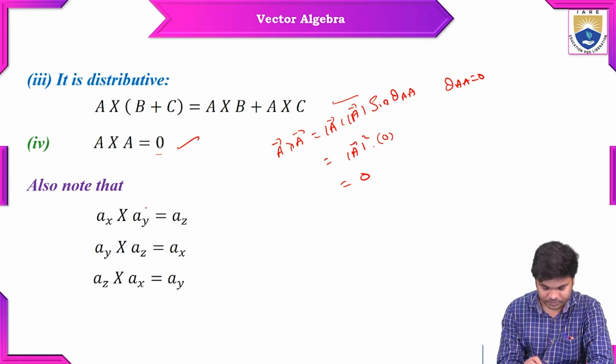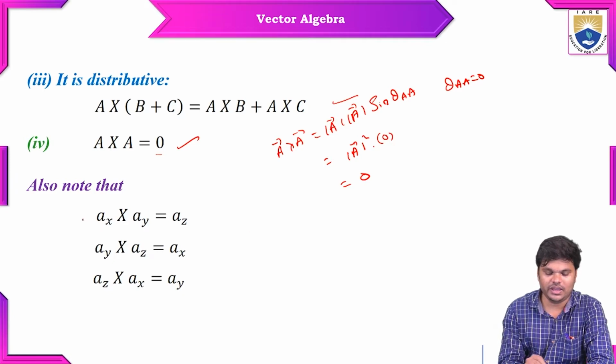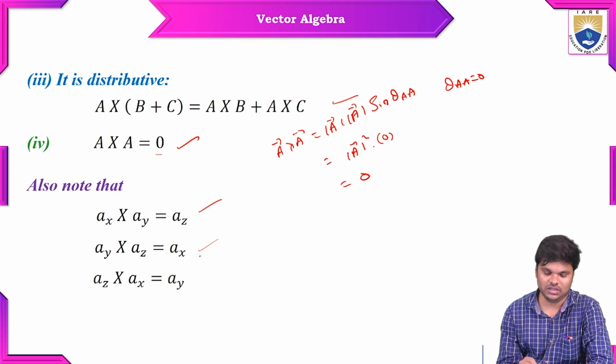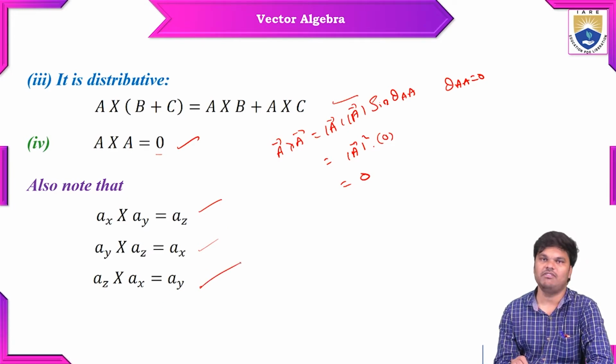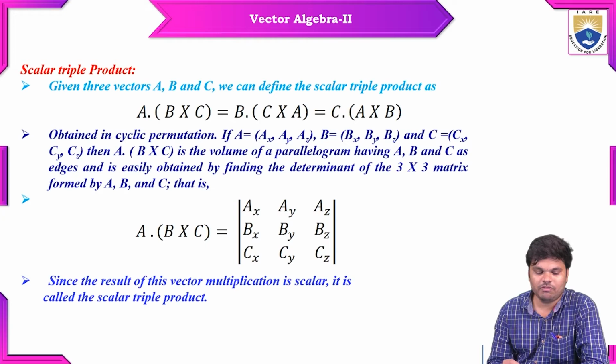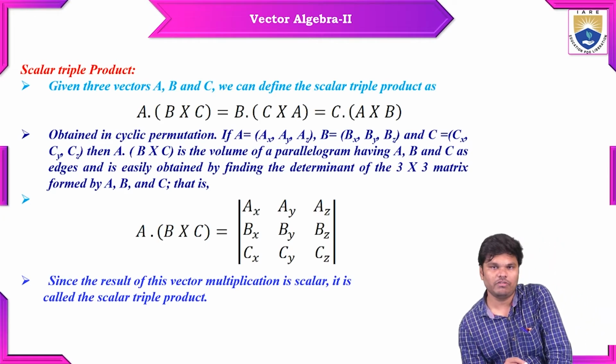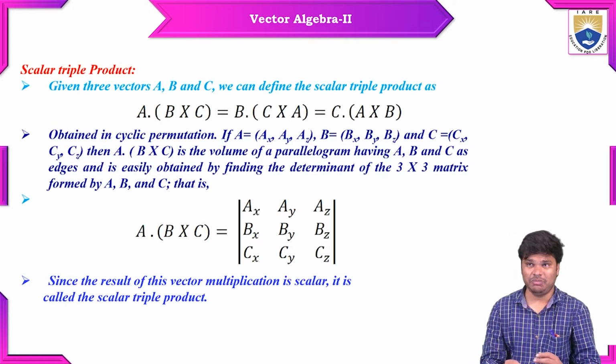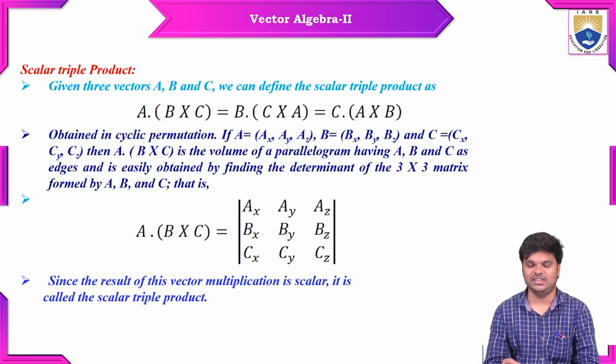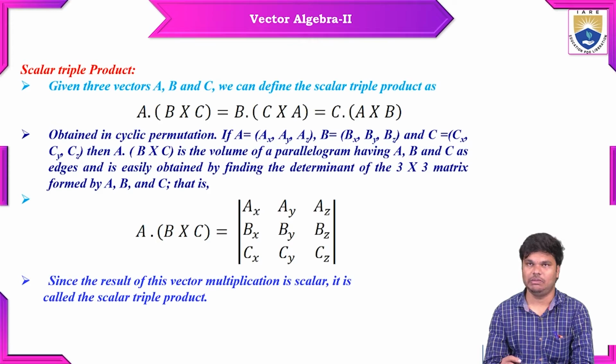So as we saw earlier, AX cross AY is AZ, AY cross AZ is AX, and AZ cross AX is AY, right? How do we perform this? Scalar triple product means when three vectors are given, how do you perform multiplication on these vectors? As I said, it can be done in two ways. One is scalar triple product, another one is vector triple product.